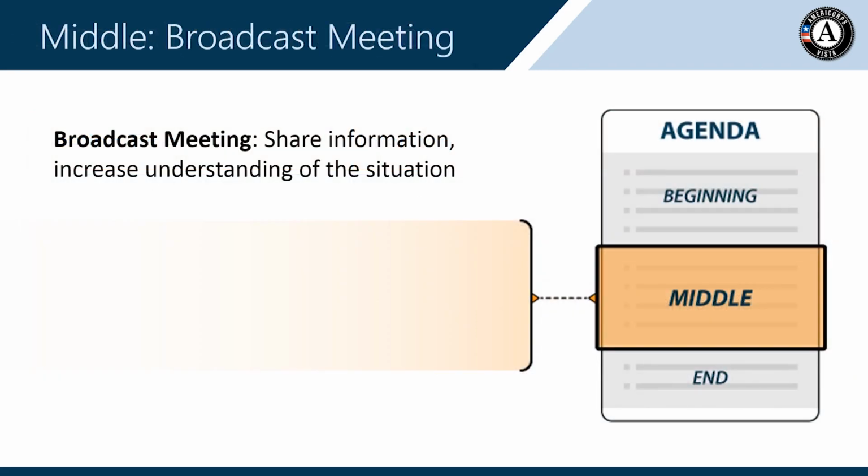Let's take a look at what the middle might look like in these 3 types of meetings. In a broadcast meeting, the main activity is presenting key information to the group. You may want to use a variety of modes to present information, say an oral presentation that uses visual aids projected on a screen, and perhaps handouts. Or maybe guest speakers who can relate their personal experiences to the group.